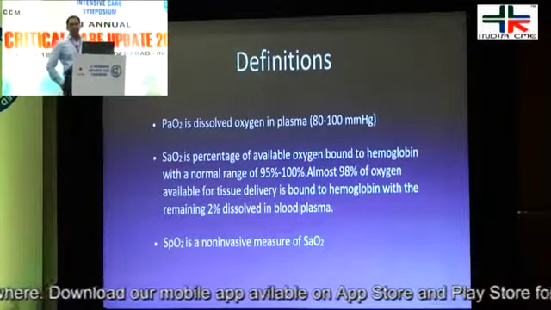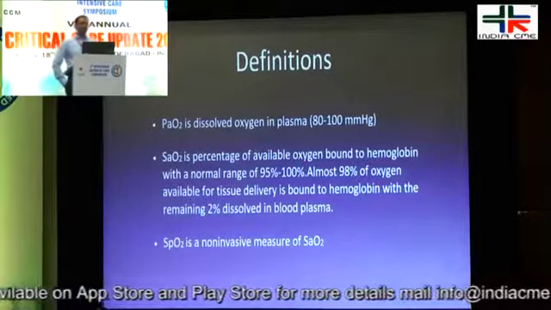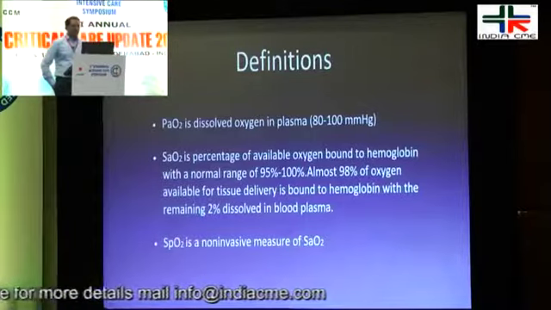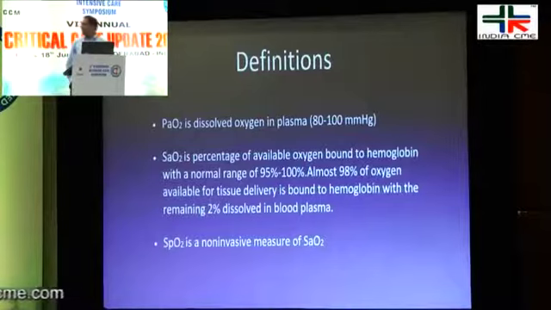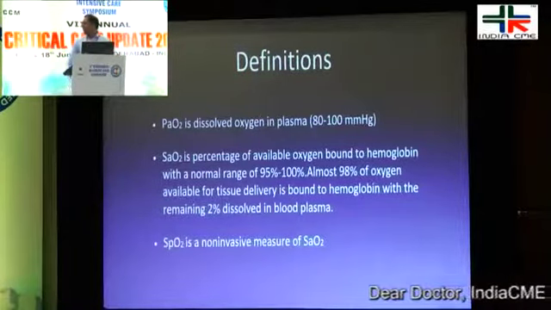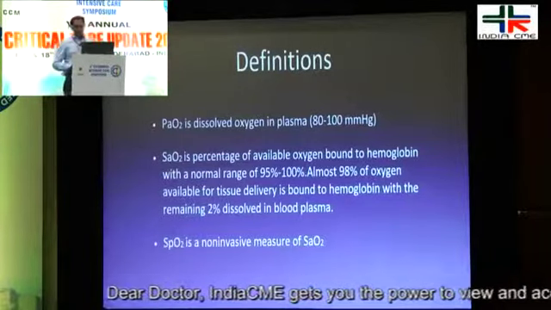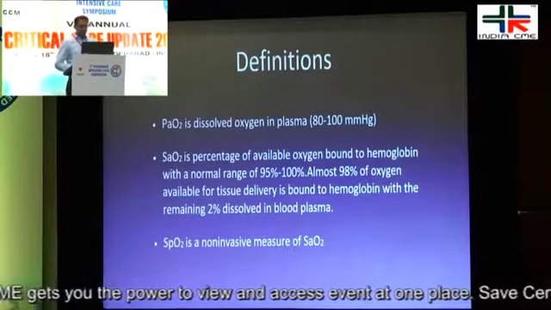dissolved oxygen in plasma. I know there are a lot of students here, there are several seniors too, but just as a reminder, when you measure the PaO2, you're checking the dissolved oxygen in your plasma, which is usually about 80 to 100. The SaO2 is the percentage of available oxygen bound to your hemoglobin with a normal range of 95 to 100, and almost 98% is available, it's tissue delivery bound to the hemoglobin. And the SpO2 is a non-invasive measure of your SaO2. Every time you get a blood gas, you get all these readings.